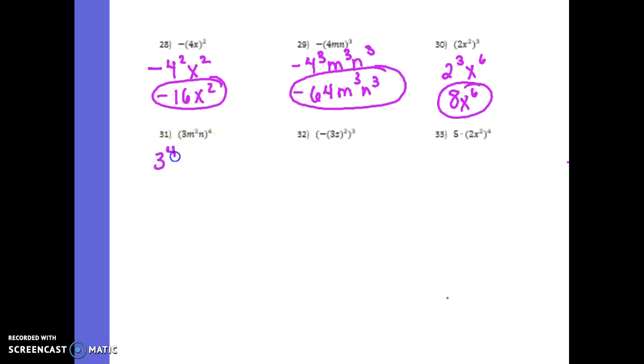So we've got 3 to the 4th. M would be to the 8th power. N would be to the 4th power. 3 to the 4th power would be 81. M to the 8th. N to the 4th.